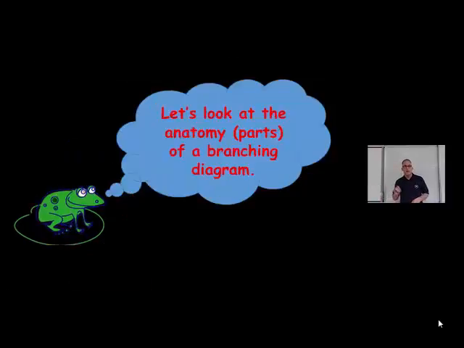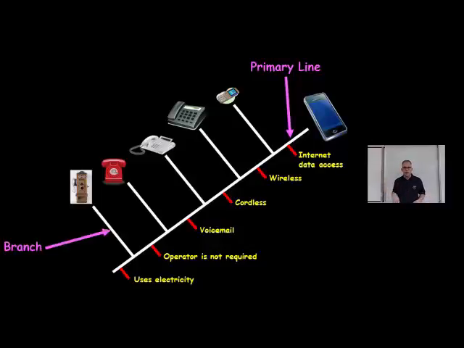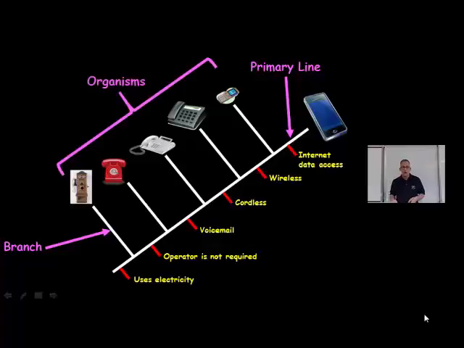So let's go ahead, everybody, next and look at the anatomy, or the parts, of a branching diagram. So here's our phone branching diagram. We have first the primary line, so that thick, heavy line segment, that's called a primary line. Then we have our branches, and you'll notice we've got 1, 2, 3, 4, 5 branches on this particular branching diagram that we're working with. And then we have the organisms. So we have our primary line, we have some branches, we have some organisms.